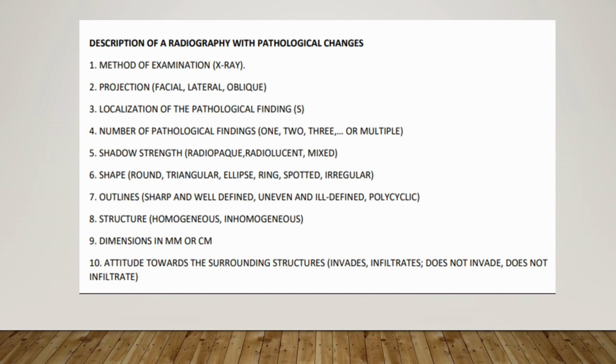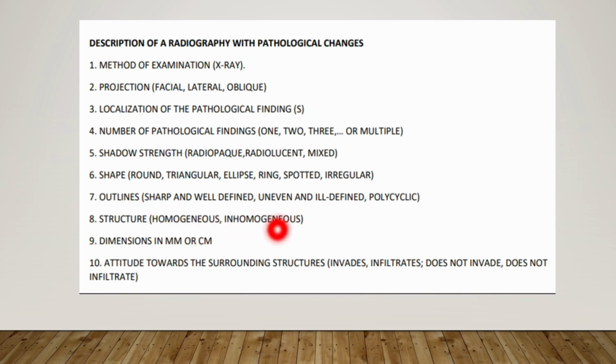Intensity, radiopaque, radiolucent. Yep, I've already mentioned. Shape can be round. Round can be an abscess, some other nodule, a shadow, cyst, ring shadow. Triangular, obviously lobar pneumonia. I don't know what an ellipse is. Ring, yep, you know what rings are. Spotted, this is like your miliary TB. Outlines could be sharp, like a lobar pneumonia, well defined. Bronchopneumonia is less defined really because it's more patchy.